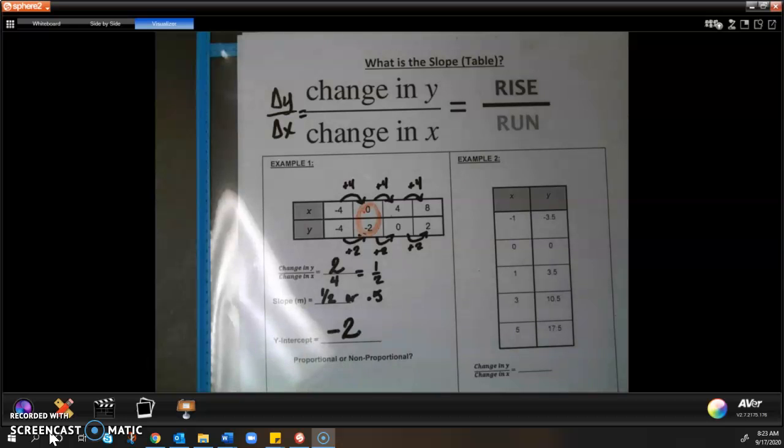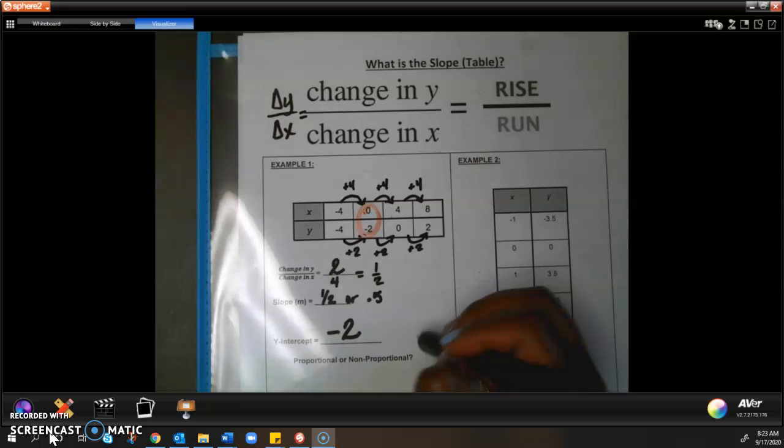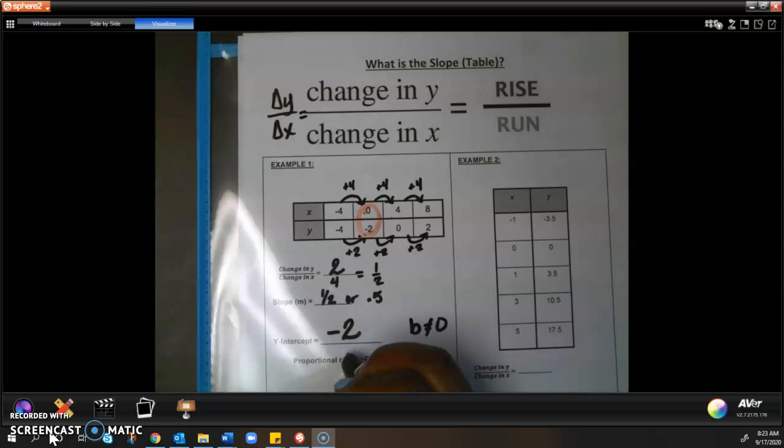So that means on this equation, I start at -2, and then my constant rate of change goes on from there. So since my b is not 0, this is a non-proportional relationship. Okay? Now, I have my m and I have my b. I have my slope and my y-intercept.